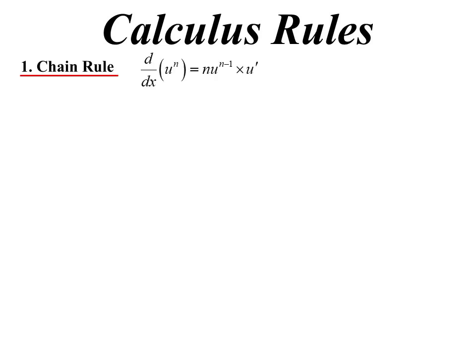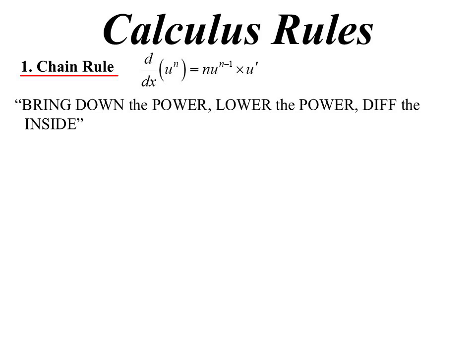Chain rule. That is the formal definition of the chain rule. If we're going to differentiate u to the power of n, where u is some function of x, then the way we do it is we differentiate as normal, n u to the n minus 1, but then we also times it by whatever the derivative of that function is. Personally, I find that a very confusing thing to remember.